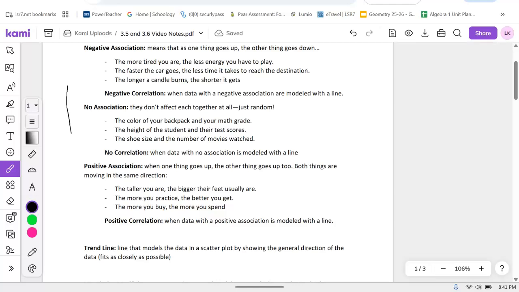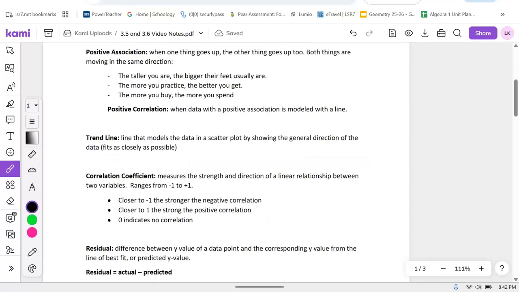Positive association is when one thing goes up, the other thing goes up too. So both things are moving in the same direction. So the taller you are, the bigger your feet usually are. The more you practice, the better you get. The more you buy, the more you spend. So positive correlation is the same thing: when the data with positive association is modeled with a line.